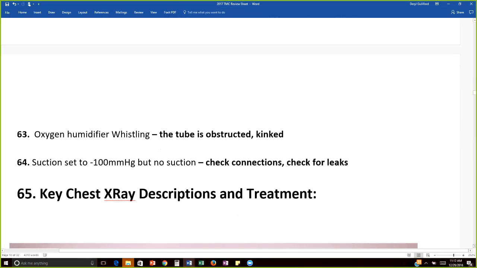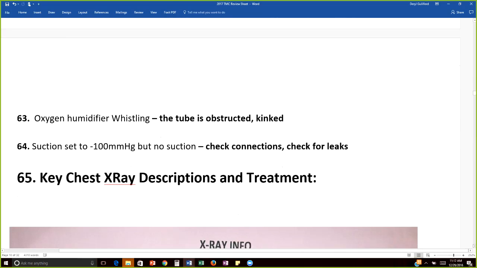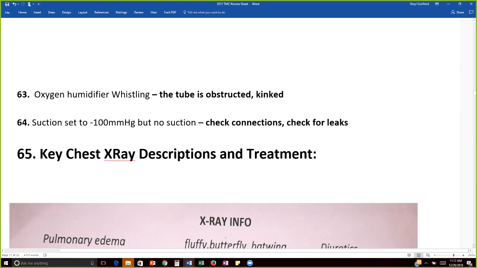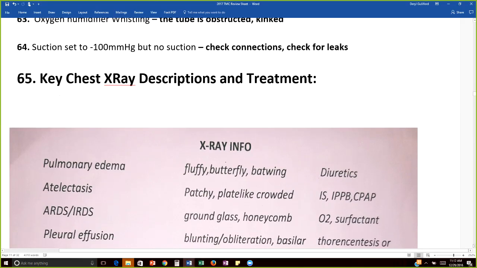All right, we're making progress here. Oxygen humidifier, if it's whistling, that is an alarm. It's actually a 2 psi pop-off. And what that means is that the tube is obstructed or kinked. Let's say you've got the suction set correctly, but there's no suction coming through, then you've probably got a leak. Check the connections, check for a leak. Maybe the tube is not connected tightly to the reservoir. That would be a good example of how that can happen.